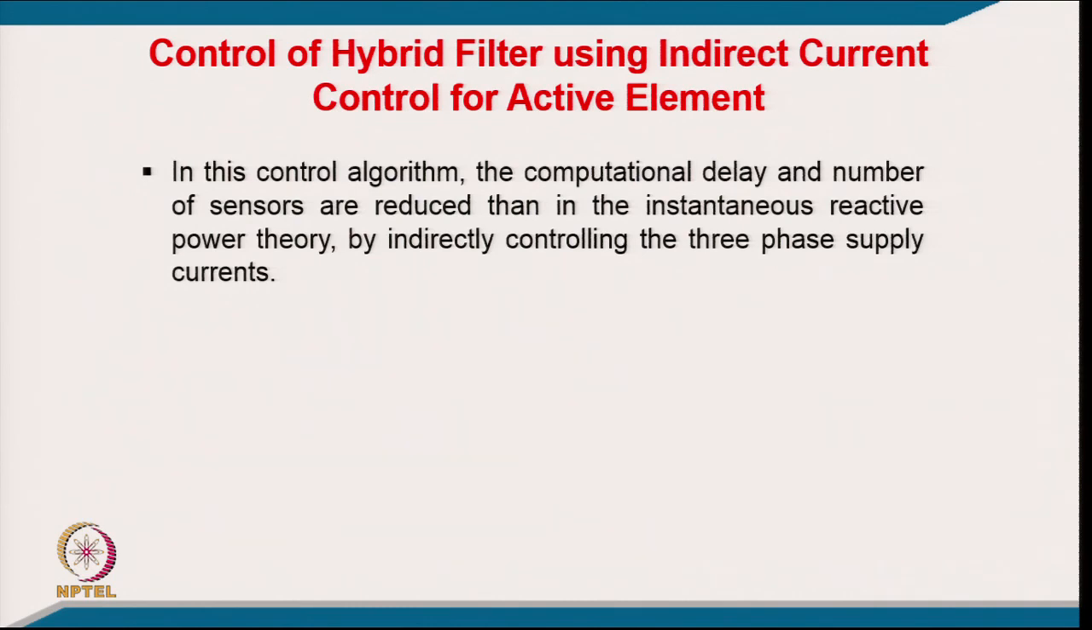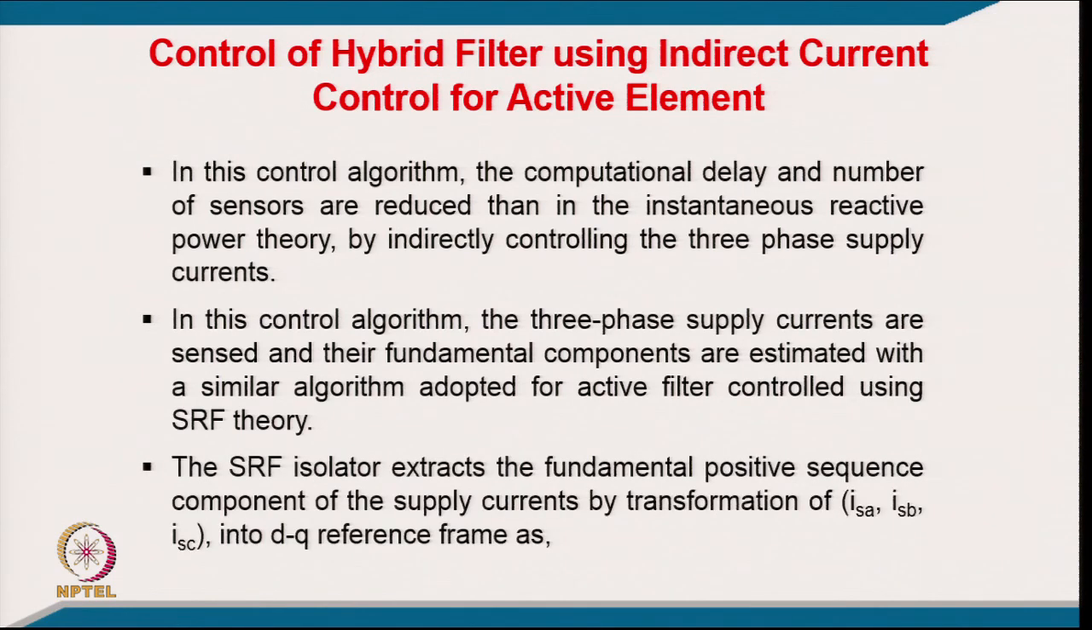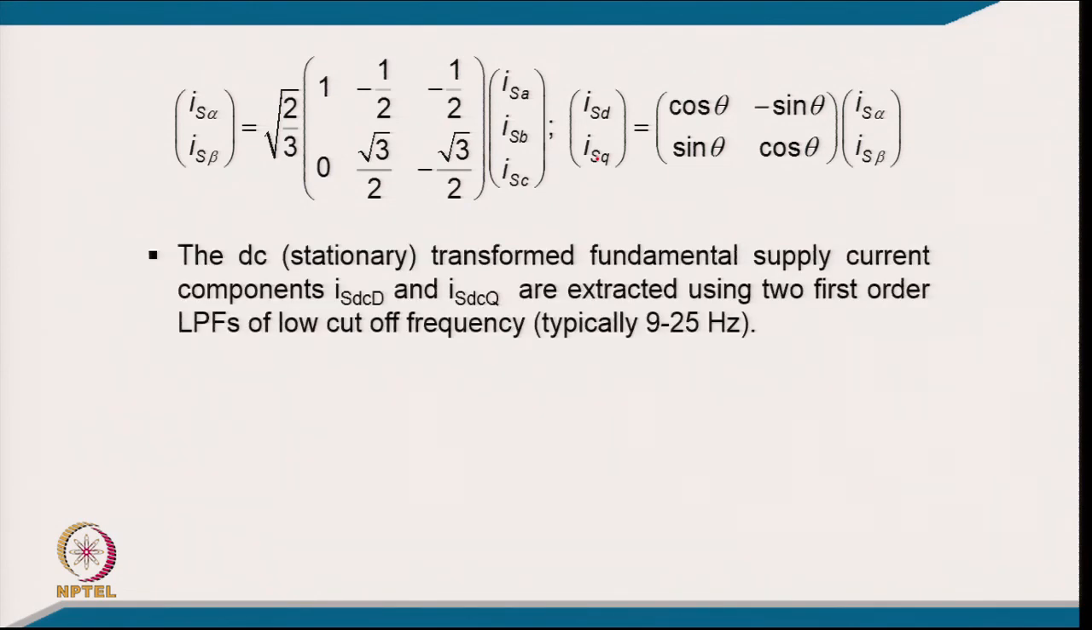In this control algorithm the computational delay and number of sensors are reduced compared to the instantaneous reactive power theory, by indirectly controlling the 3-phase supply current. The 3-phase supply currents are sensed and their fundamental components are estimated with a similar algorithm to that adopted for active power filter control using synchronous reference frame theory. The synchronous reference frame theory extracts the fundamental positive sequence component of the supply current by transformation to the DQ reference frame.